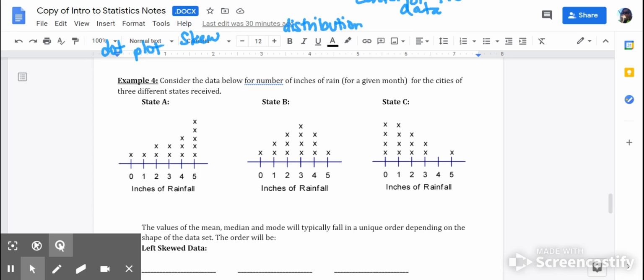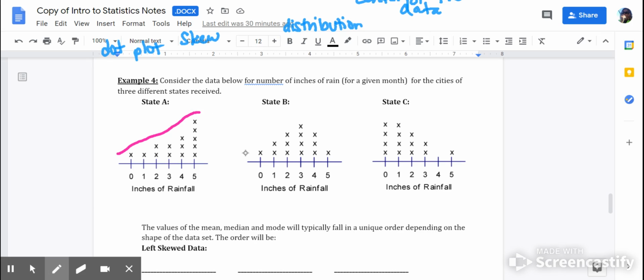Now what I like to do is trace the outside of my dots to see what's happening. That'll help. Now let's start with the one here in the middle. This is similar to a parabola, so it's going to be symmetrical. You could also call that normal or bell-shaped.